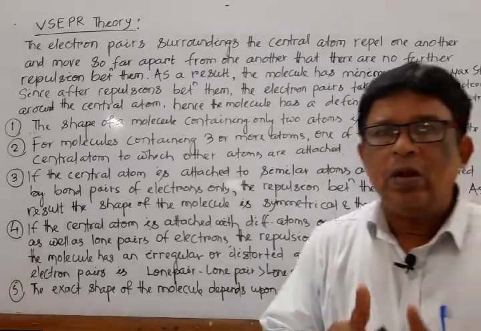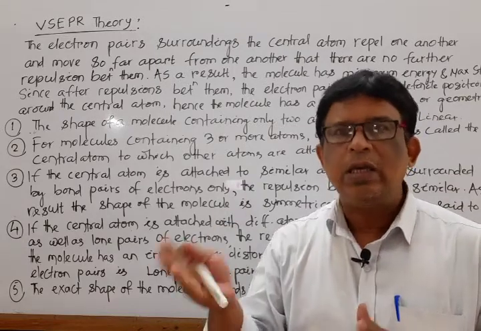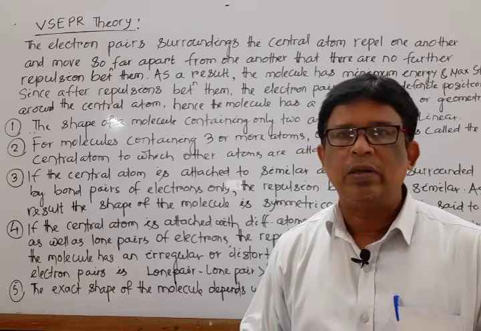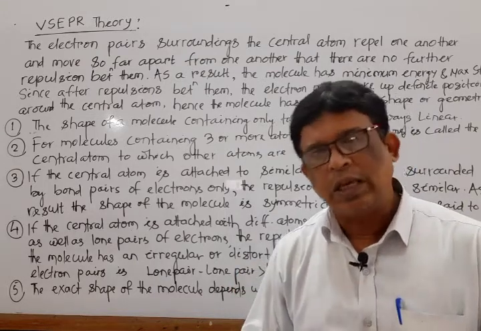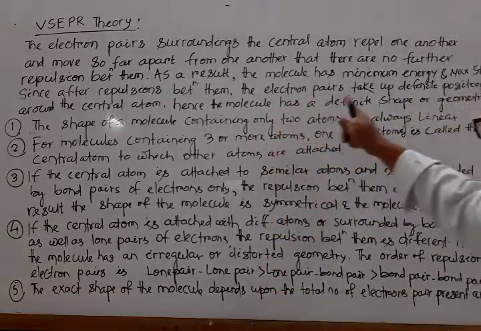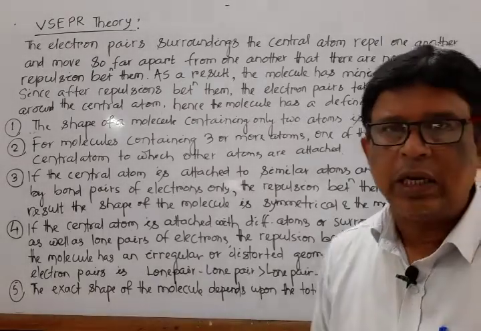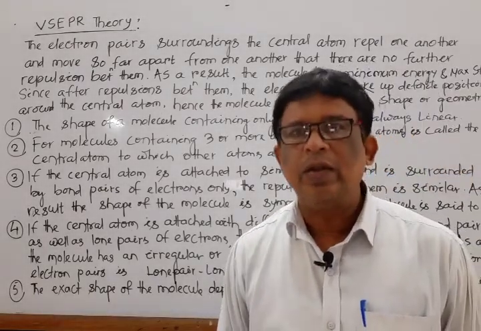Already we discussed that energy and stability are inversely proportional. If one species possesses higher energy, then obviously it possesses minimum stability. Everyone tries to possess maximum stability, that's why they possess minimum energy. As a result, the molecule has minimum energy and maximum stability. Since after repulsion between them the electron pairs possess a definite position around the central atom, the molecule possesses a definite shape or definite geometry.